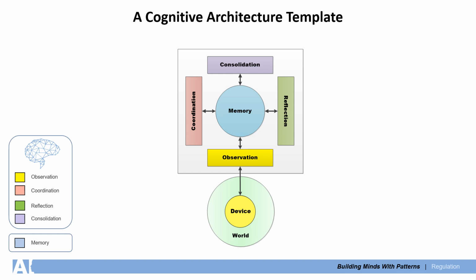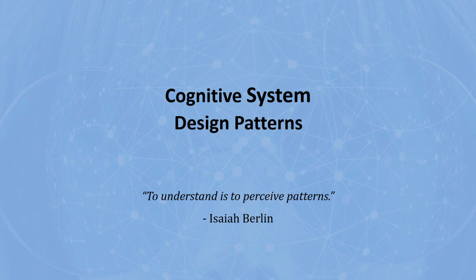This device communicates with a cognitive system through observation components, which store input from the device into the system's memory. The observation components are also responsible for communicating with the device's actuators, which perform actions in the world. We also see there are coordination components which update the memory with new inferences. The reflection components are responsible for changing the overall behavior of the system. And finally, the consolidation components are responsible for ensuring that the memory does not exceed its available capacity.